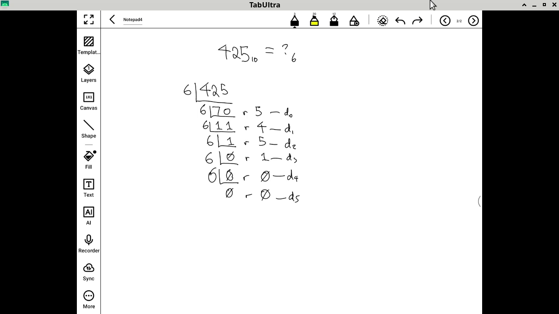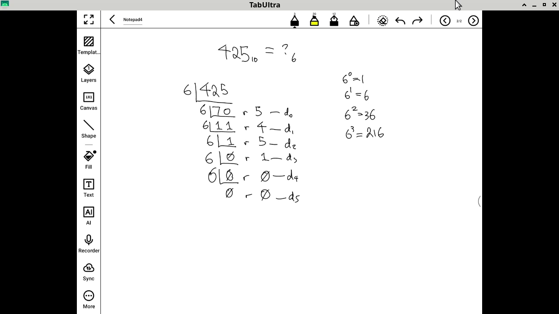Second method, okay, so we are moving on to the second method. The second method is a little bit more intuitive. The first thing we do is we say, okay, what is 6 to the power of 0? It is 1. 6 to the power of 1 is 6. 6 to the power of 2 is 36. 6 to the power of 3 is 216, and that's all we need, okay?